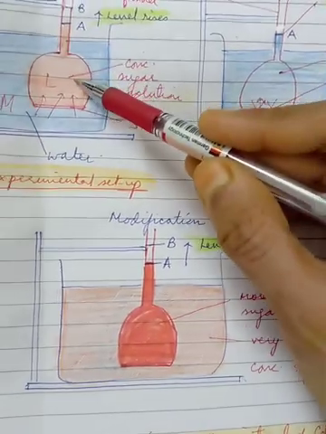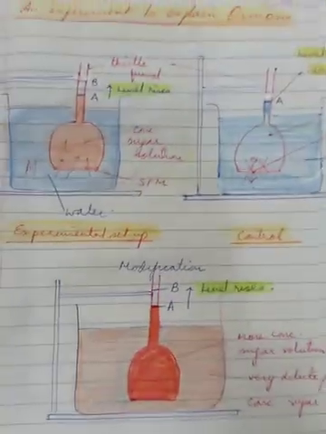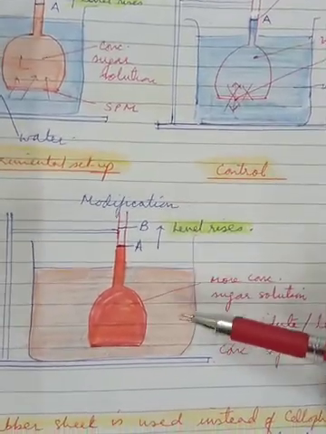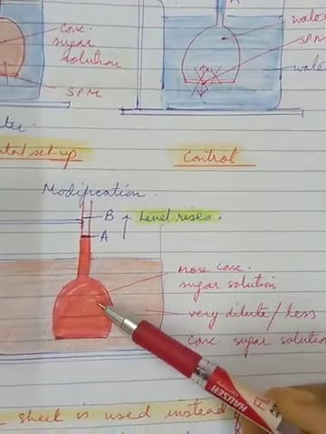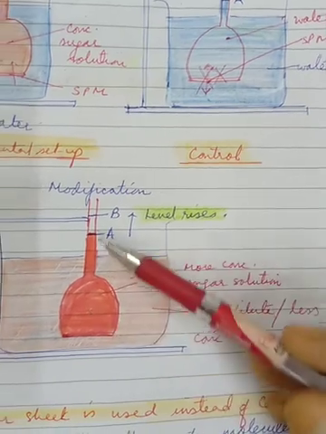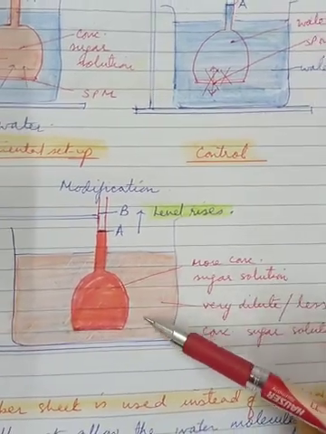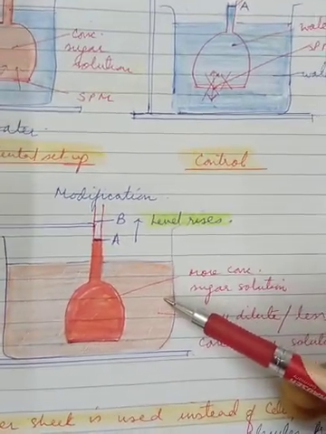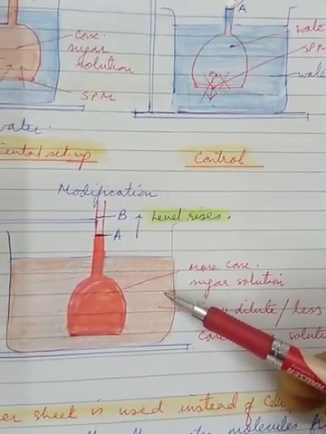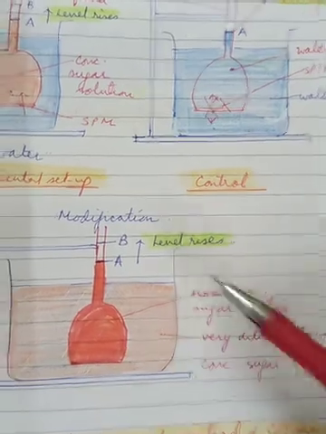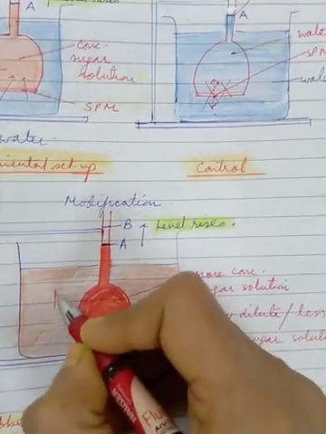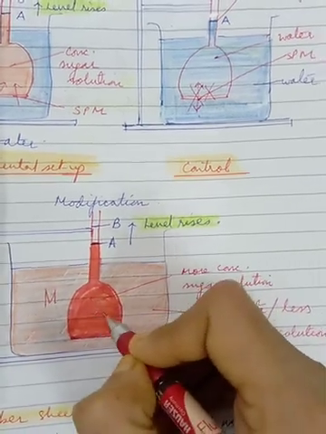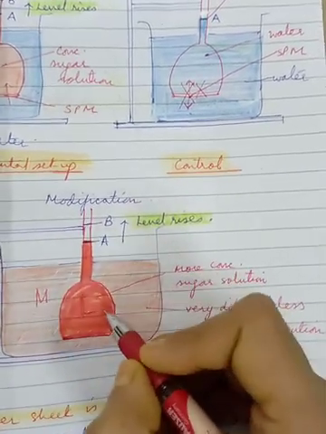Suppose we modify this experiment by slight changes. Instead of keeping concentrated sugar solution inside and water outside, see what we have done: we have kept a more concentrated sugar solution inside, therefore I've colored it dark, and a very dilute or less concentrated sugar solution outside. Again, what will happen? Keep in mind only the water molecules. In this case, if this is dilute, it means there is more water and less sugar, and here it is less water and more sugar.